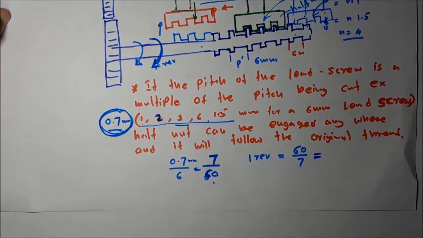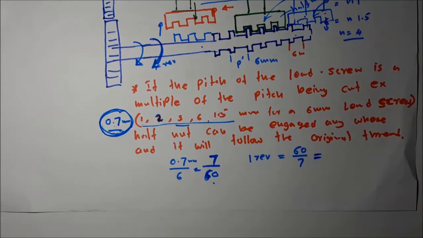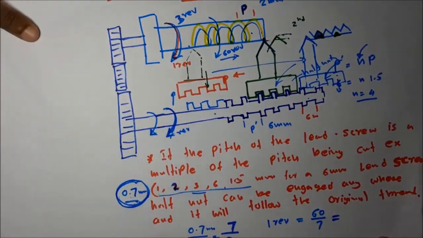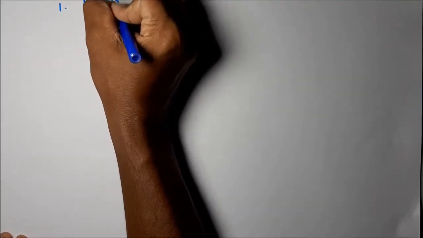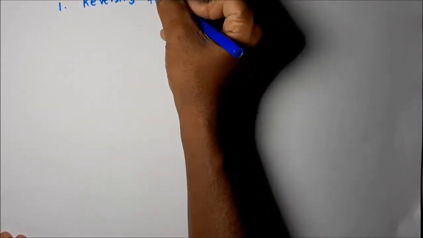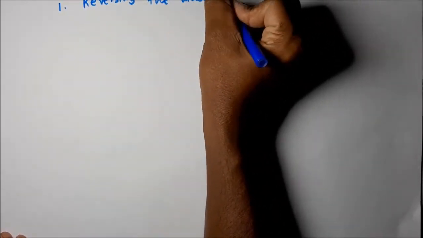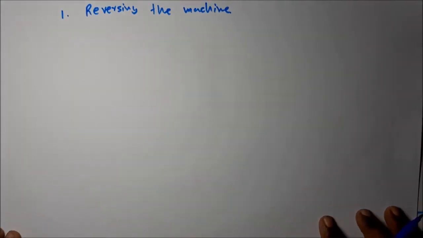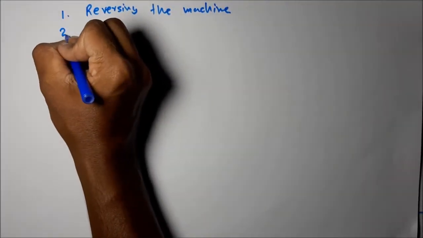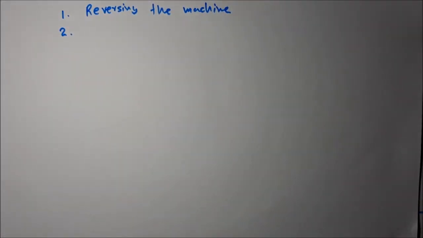Then there are two methods to do this. The first method is reversing the machine. The second method is the use of a threading dial indicator.